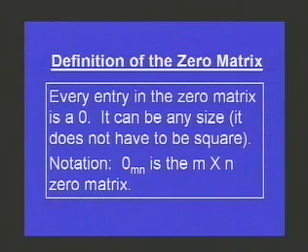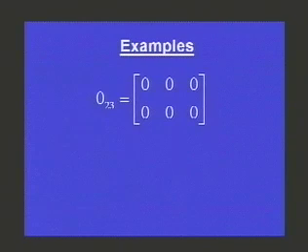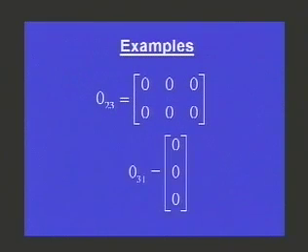Let's look at some examples of these. 0 sub 2,3 is going to be a 2 by 3 zero matrix. In other words, we have 2 rows, 3 columns, and everybody inside is a 0. 0 sub 3,1 has 3 rows and 1 column. Again, everybody inside, all the entries are zeros.